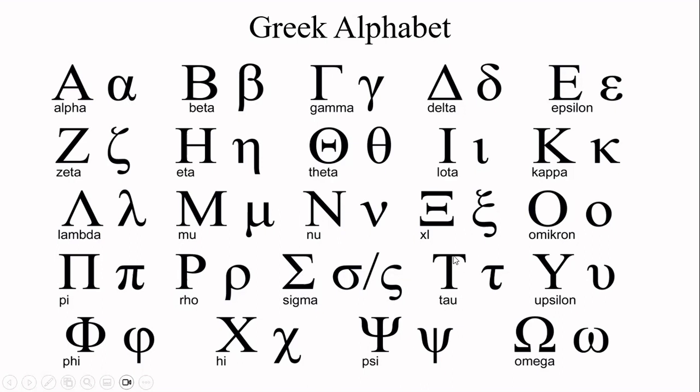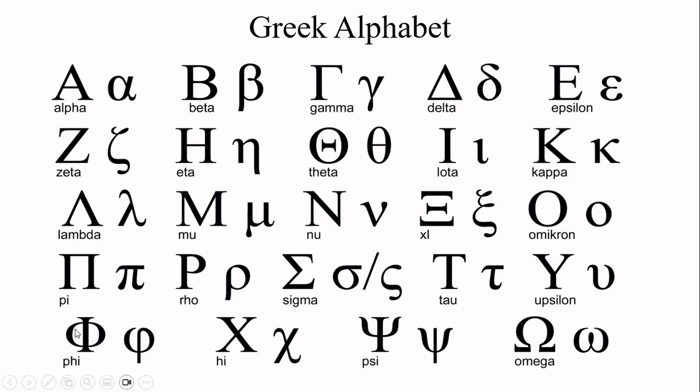Next letter is tau. Tau is a T sound. Next letter is upsilon. Upsilon. So it looks like the English letter Y, but it has an oo sound. Upsilon. Next letter is phi. Phi.